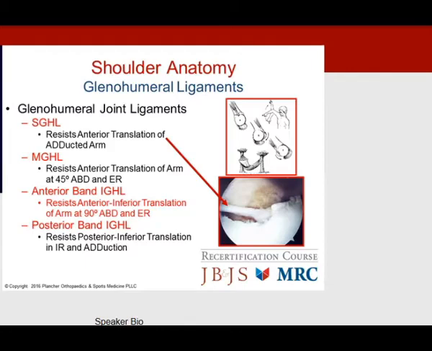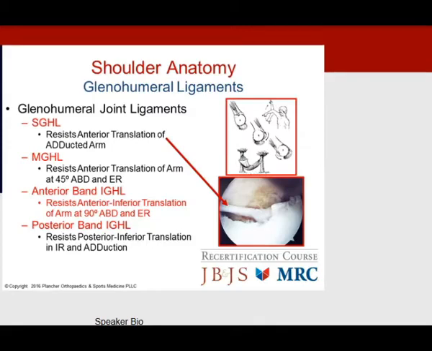When thinking about the glenohumeral joint ligaments, the superior glenohumeral ligament will resist dislocation anteriorly with the arm at its side, or adducted. The middle glenohumeral ligament will resist anterior translation of an arm at 45 degrees of abduction and external rotation. And one of the most important ligaments is the anterior band of the inferior glenohumeral ligament, which will resist anterior-inferior translation with the arm at 90 degrees of abduction and external rotation, almost like Cheez-It, it's the cops.